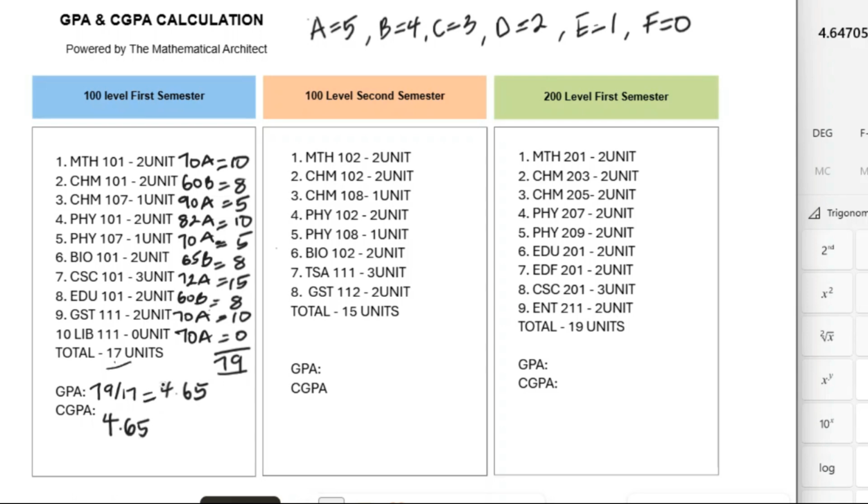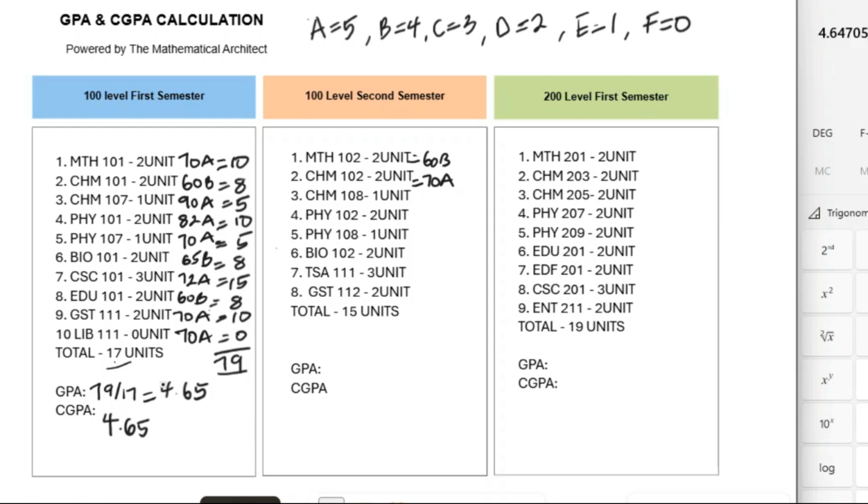Now you are done with first semester. Let's move to second semester. Now let's assume at the end of second semester you are doing 8 courses. Then at the end of the semester in MTH 102 you had 60B. In chemistry 102 you had 70A.